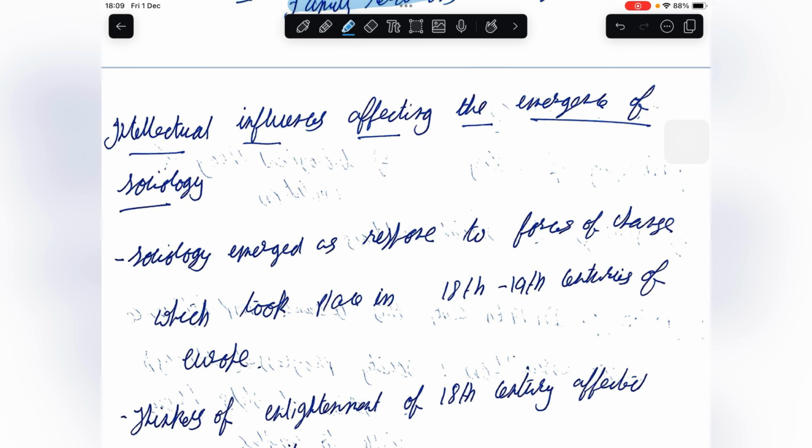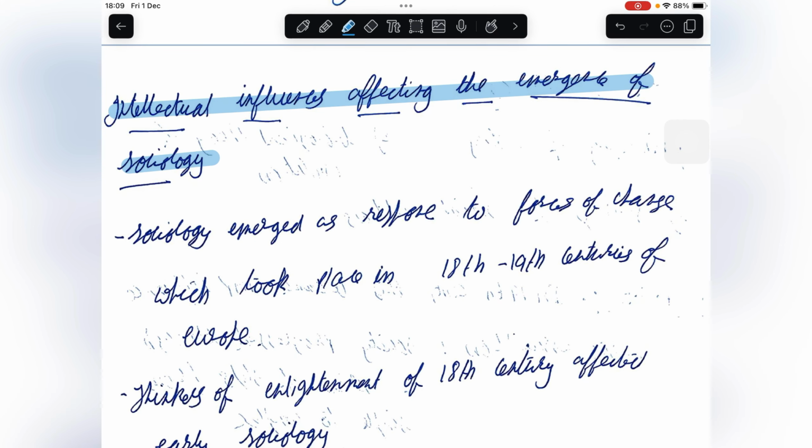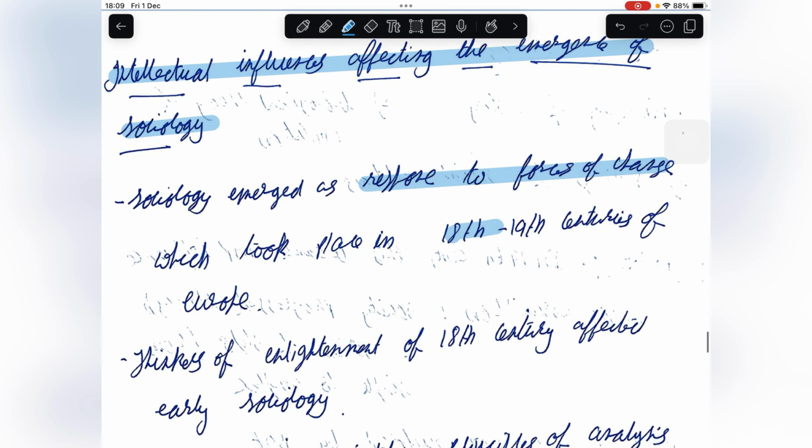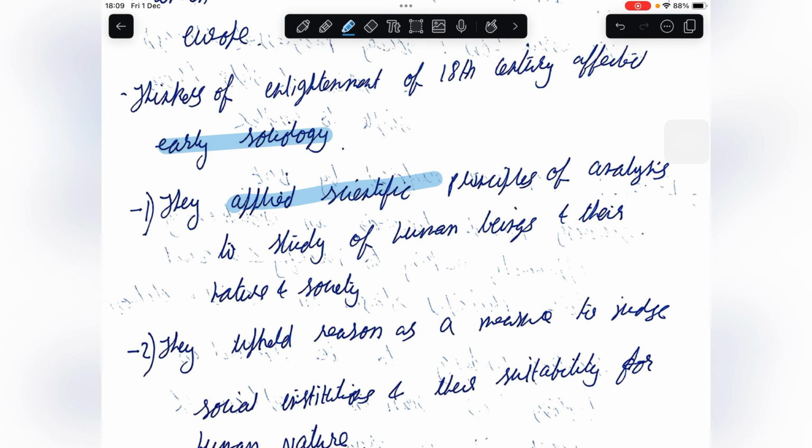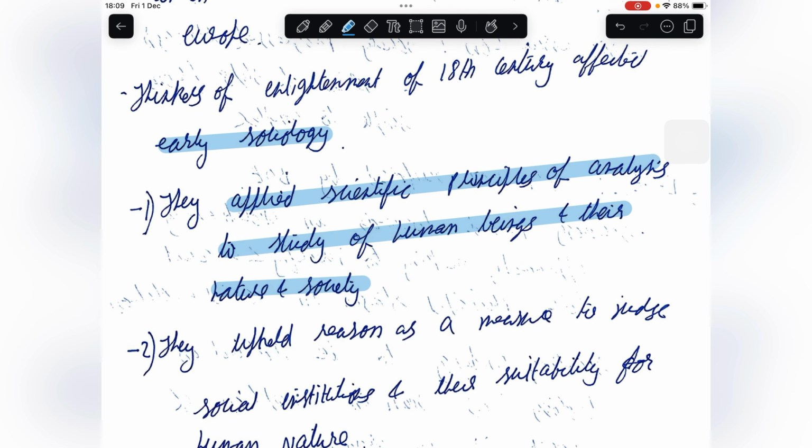So, intellectual influences affecting the emergence of sociology. This was a PYQ. As we talked, why did sociology emerge? It emerged as a response to the forces of change in the Enlightenment period. So thinkers of the Enlightenment period affected early sociology. What did they do? They applied scientific principles of analysis to the study of human beings, their nature and society. So they applied a scientific approach to study human beings and their behavior and even society.